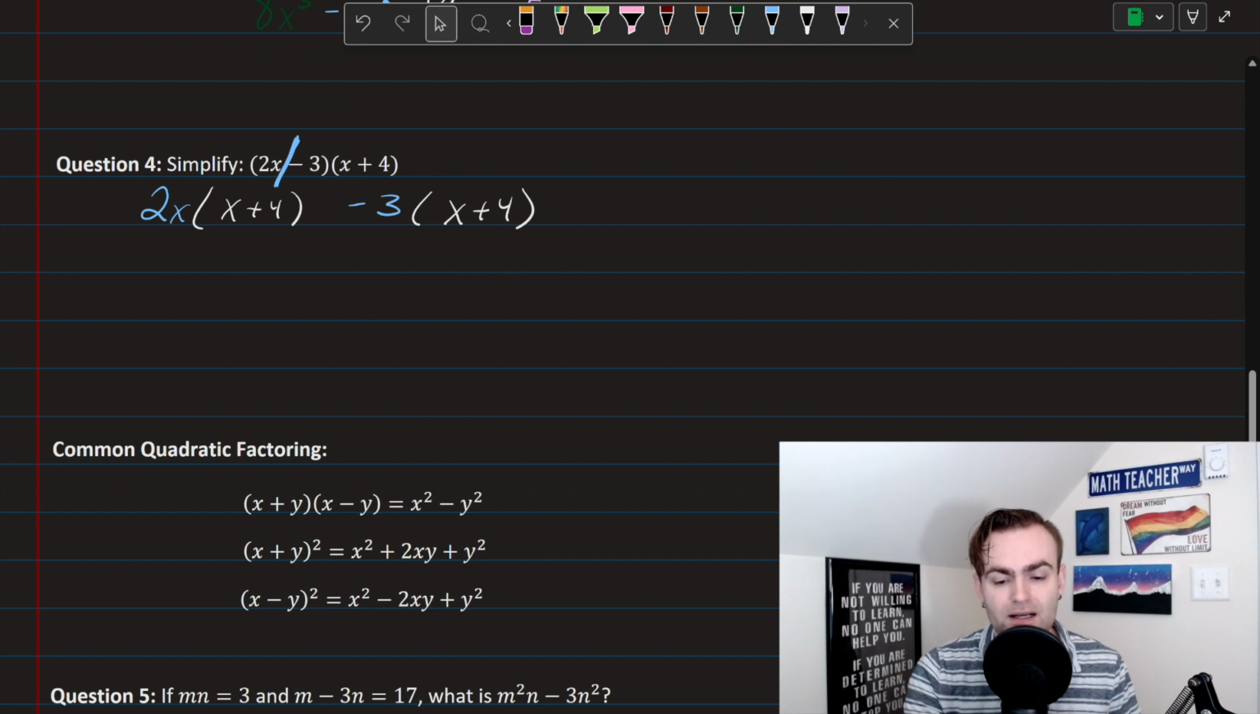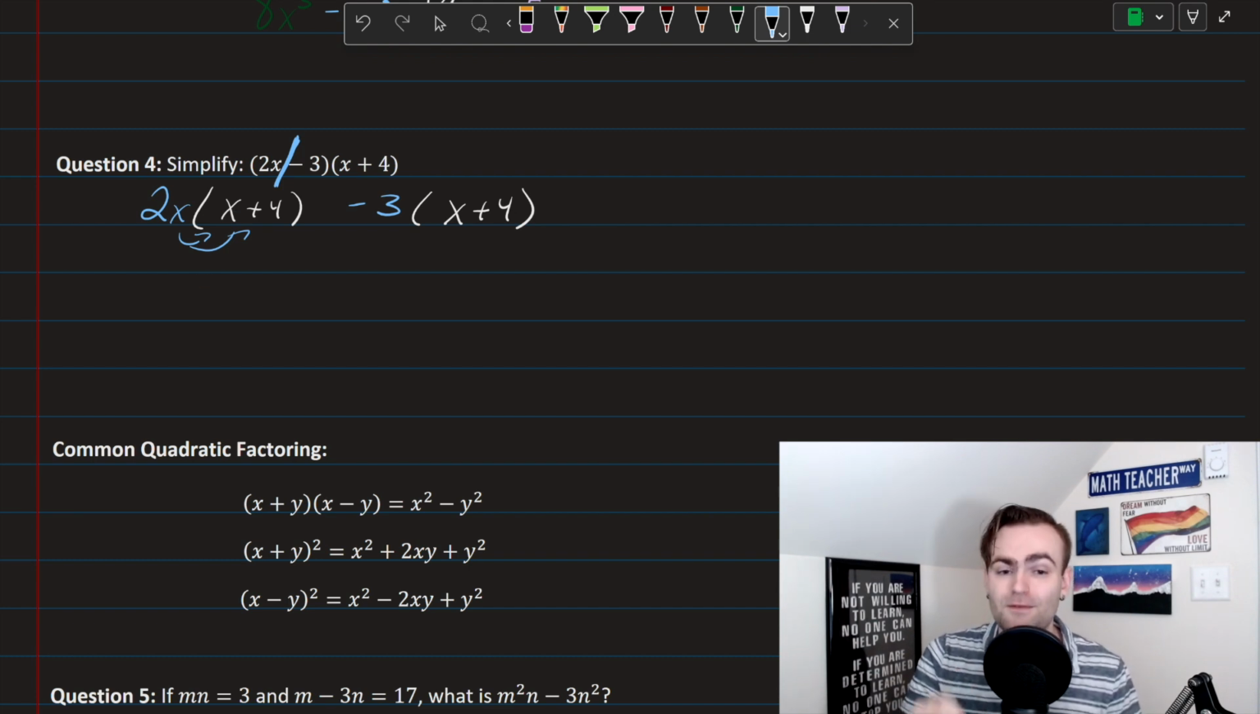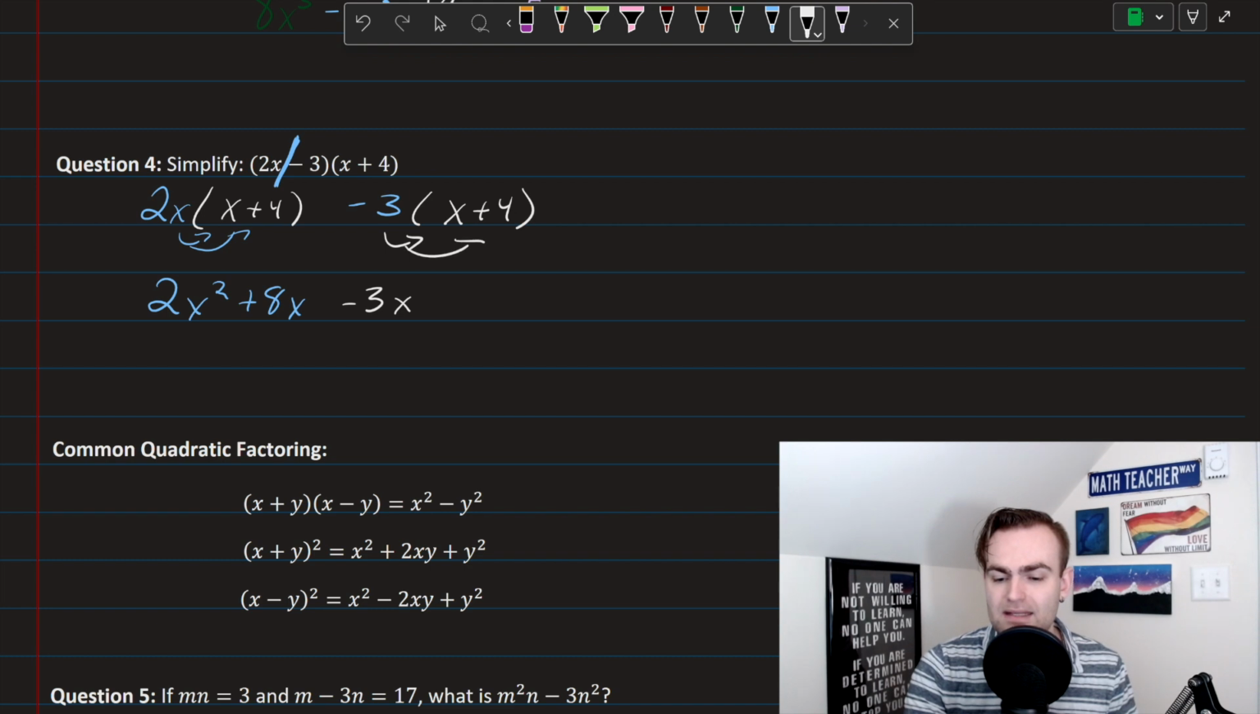So if I distribute this 2x to both terms, I end up with 2x times x. Now this is where the powers change. If you have an x times an x, remember that's going to increment the exponent by 1. So 2x squared, and then 2x times 4 would be plus 8x. Then we have negative 3 times x, which would be minus 3x. And then negative 3 times 4, which would be minus 12. Combine like terms here. We have two terms with x. We'd end up with 2x squared plus 5x minus 12.